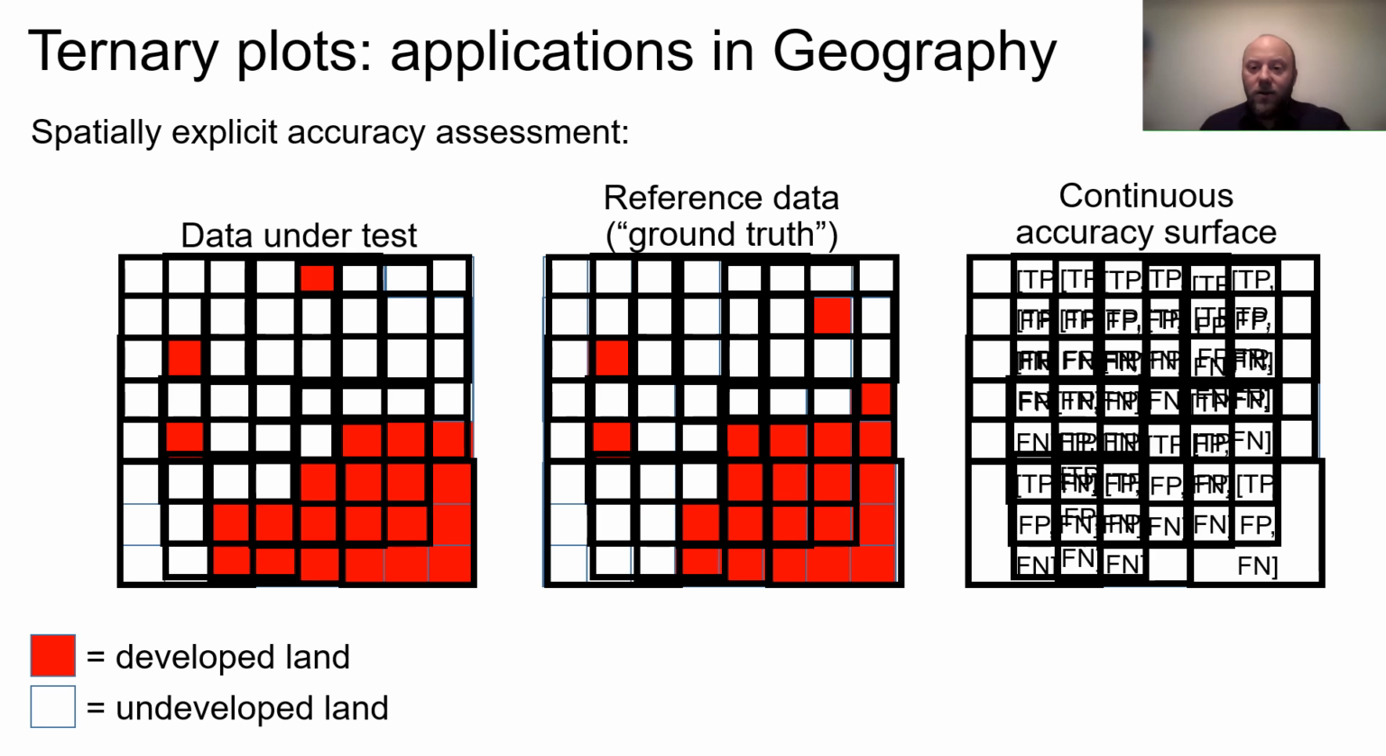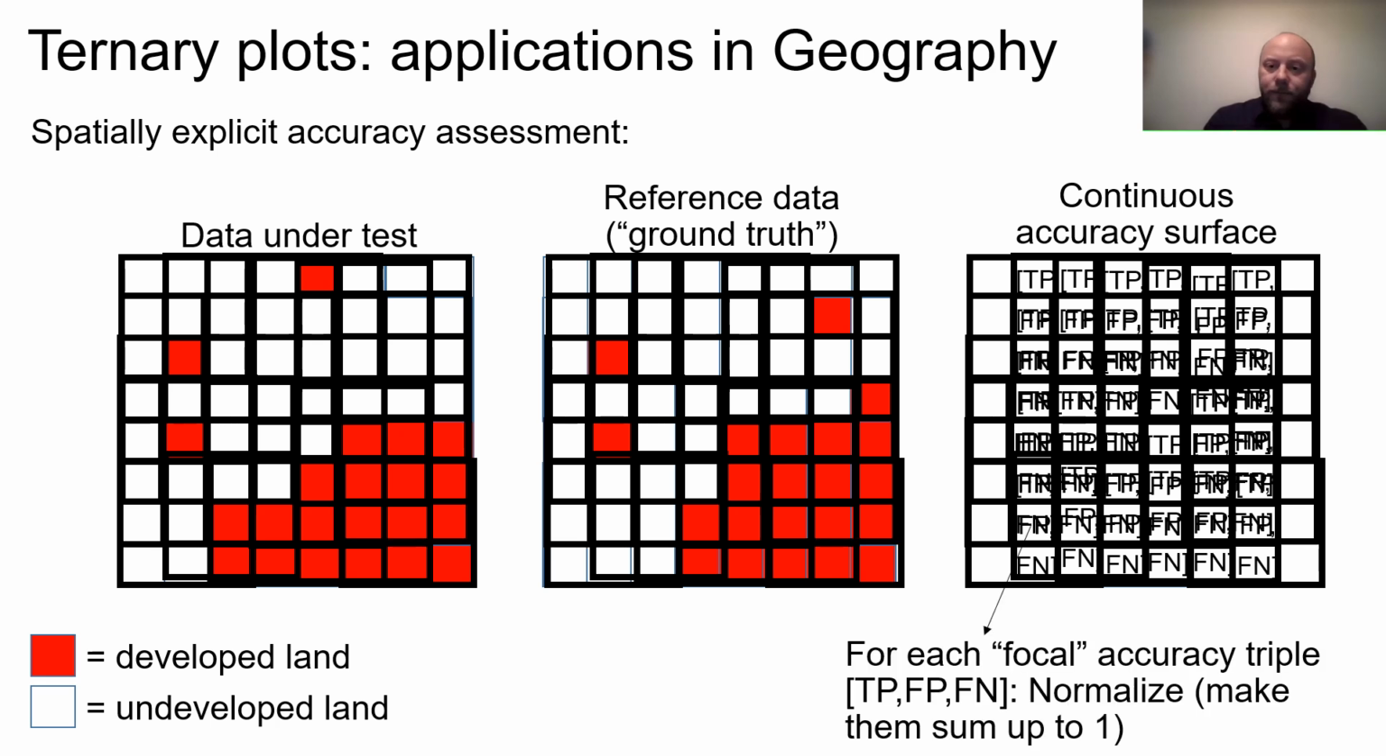So we generate these statistics in a very spatially dense manner, which will ultimately yield a continuous accuracy surface. Yes. So for each focal window, we have these three agreement categories and can calculate accuracy measures basically for each pixel.